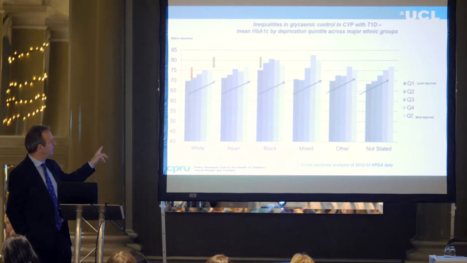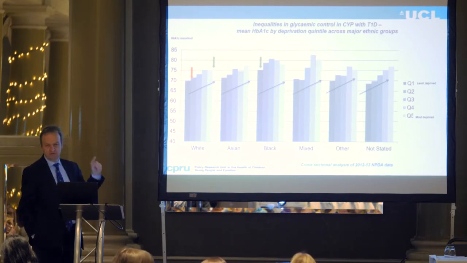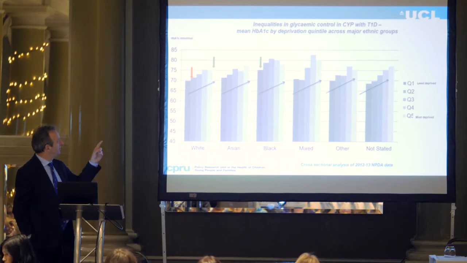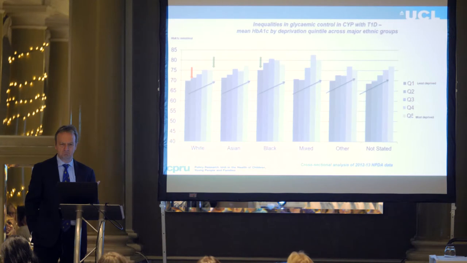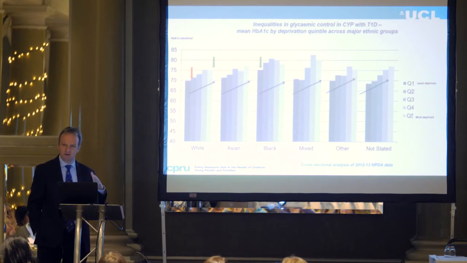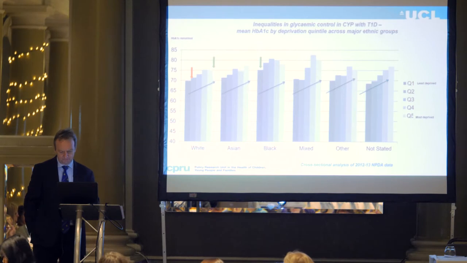If we take the white children first, you can see there's variation between poor children and wealthy children. It makes about a 5 millimole per mole difference, the red arrow versus the green arrow. Much more worryingly, if you take the most affluent children of black parents or declared black ethnicity, their HbA1c's are the same as the poorest white children. So the two green arrows. Every single one of those ethnic groups has a gradient, has an arrow running exactly the same way. Poverty affects all ethnic groups, and then between ethnicities, black children do worse than white children, and there's other things in between.